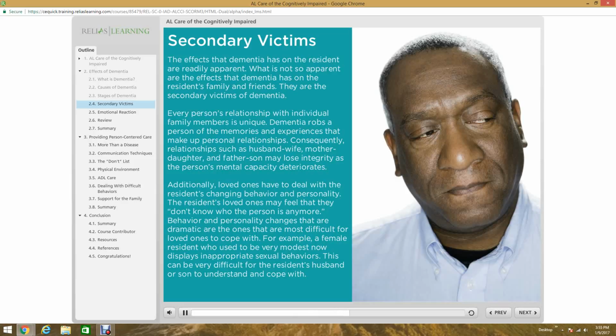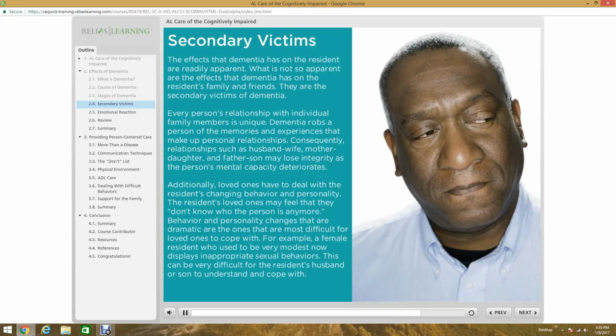Additionally, loved ones have to deal with the resident's changing behavior and personality. The resident's loved ones may feel that they don't know who the person is anymore. Behavior and personality changes that are dramatic are the ones that are most difficult for loved ones to cope with.